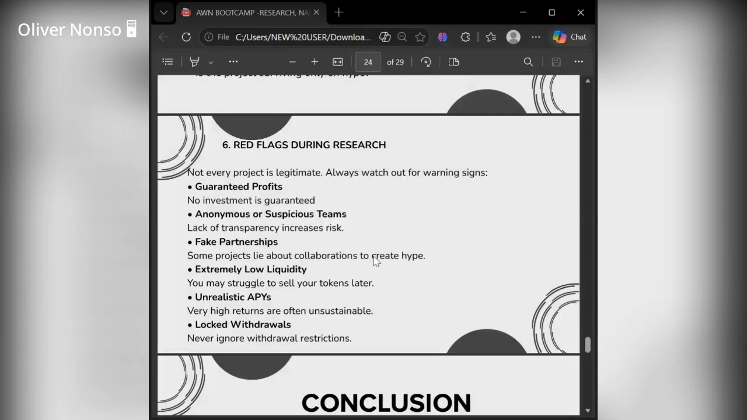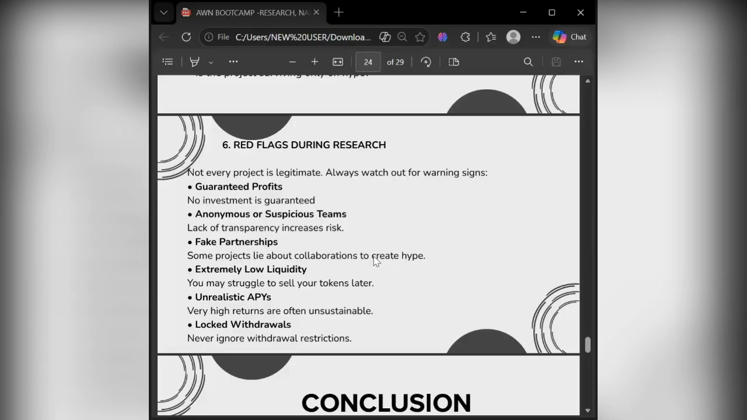Okay. Extreme low liquidity is also a red flag, because if there is low liquidity and you put in your own, it doesn't amount to anything. And when you put in the little you have, some are still selling off and you struggle to get your money back, right?